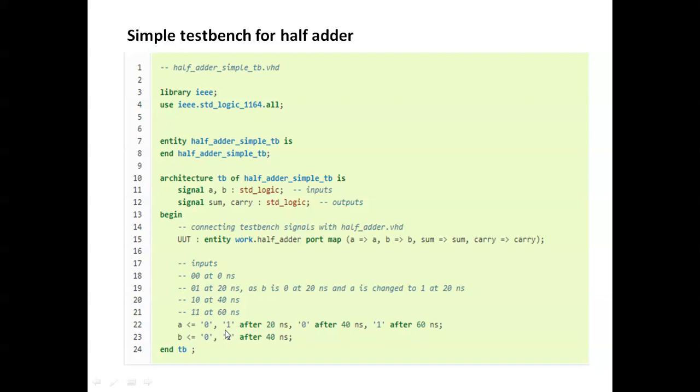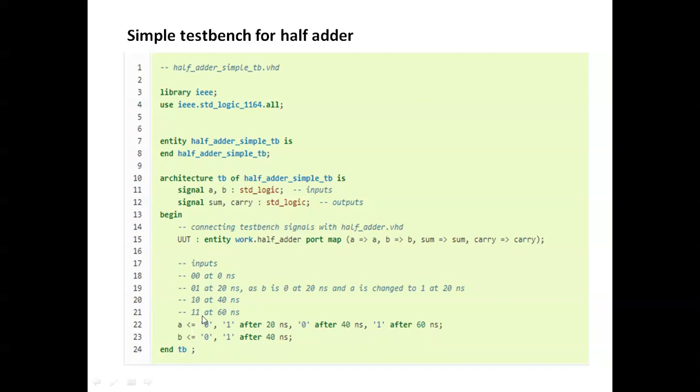A is 0, and after 20 nanoseconds it is 0, after 40 nanoseconds it is 1, and after 60 nanoseconds it is 1. Then B goes the other way: after 40 nanoseconds it is 0, after 20 nanoseconds it is 1. Like that, we put the a value and b value similarly. Then end the test bench.